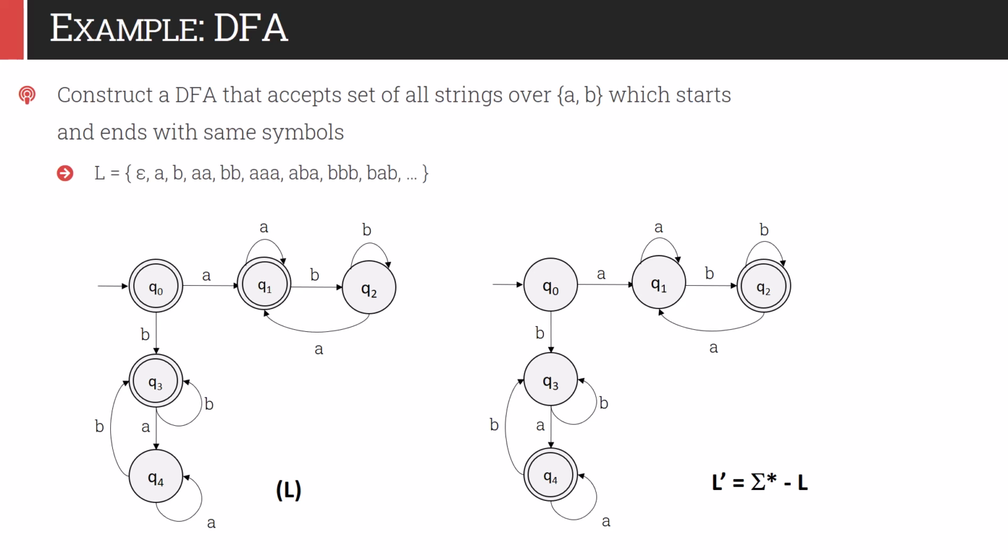So L complement is nothing but sigma star minus L. So L is strings having the same symbols on both ends, and L dash is having different symbols at both ends.